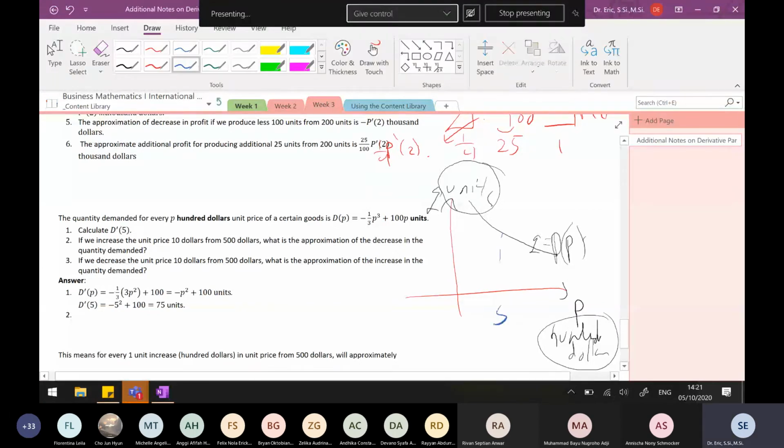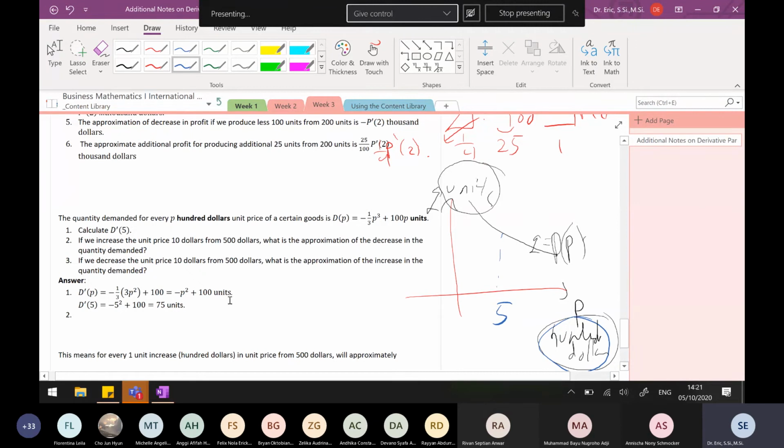Don't forget, this is on 500. So this is 5, yeah. This is 5. This means 500 because the X is in $100. This is 500. And if we increase the unit price $10 from $500.